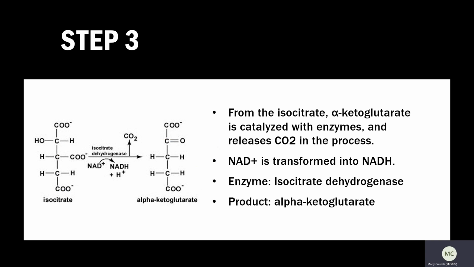From this isocitrate, we begin step 3. Step 3 involves the enzyme isocitrate dehydrogenase. This will be the enzyme catalyzing the reaction and will occur to produce alpha ketoglutarate. During this reaction, carbon dioxide, or CO2, will be released as a product. As well, NAD+ is transformed into NADH during the reaction.